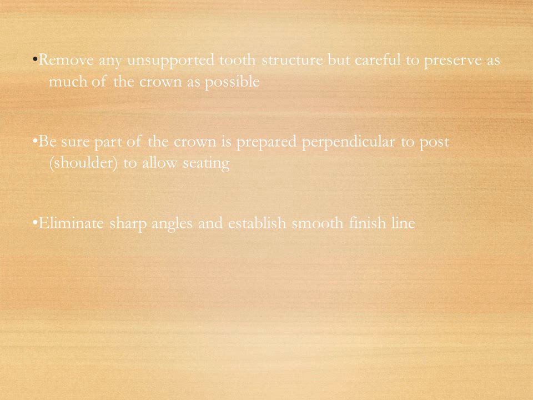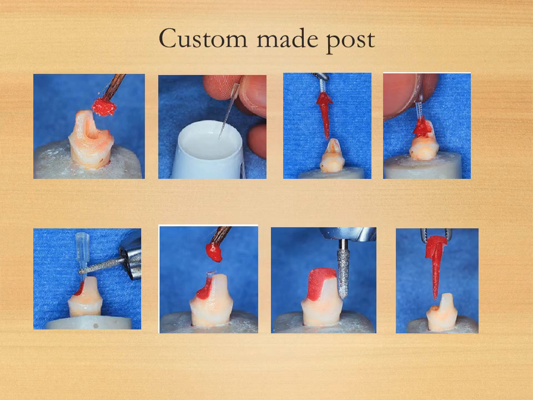Okay, so the shoulder, this is what I was talking about. And yes, we tend to eliminate all sharp angles and establish smooth finish lines, because if you have sharp angles in your preparation, they act as stress concentration areas, which can tend to cause mini fractures in those areas.